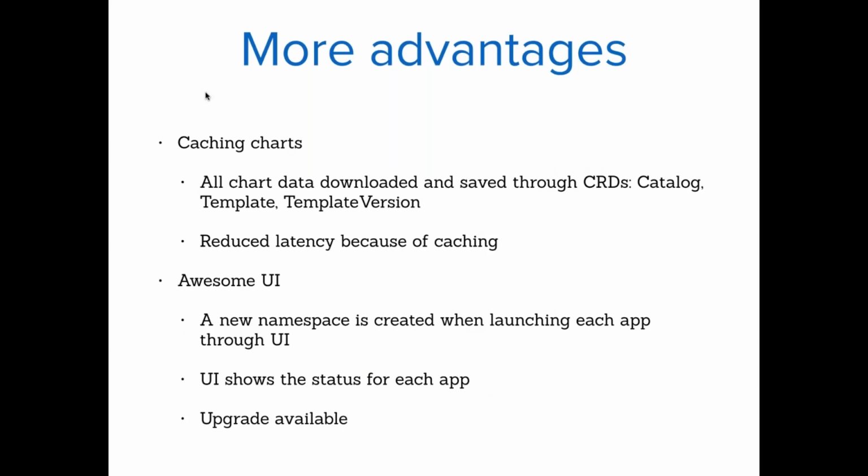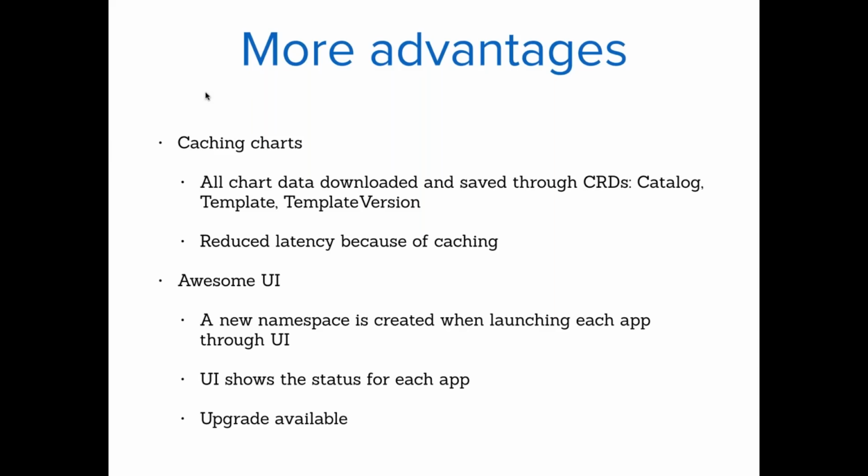So Rancher Helm, or Catalog, has a lot more advantages. Some of them include how we cache all the charts as soon as you add a catalog. So we prefetch or download these charts from these catalogs and save them in some of our CRDs. This reduces the latency when you actually want to launch an app. You don't have to go look for the exact catalog. You already have those charts present and their different versions also are made available to you.